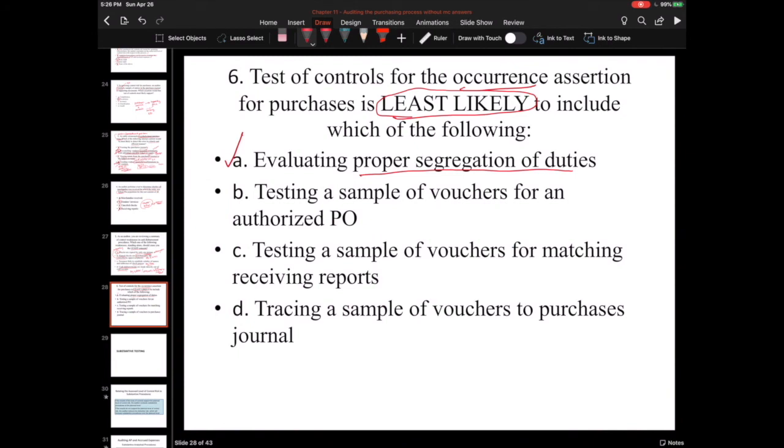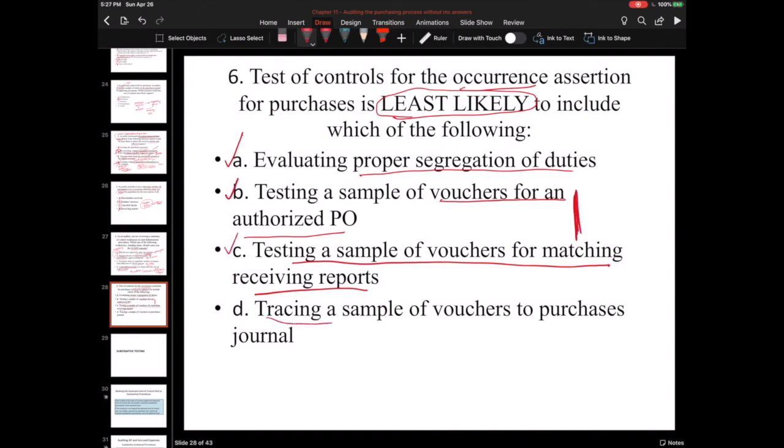Okay, and testing a sample of vouchers for an authorized PO, and testing a sample of vouchers for receiving reports. These both sound good because this is essentially vouching a voucher, right? The voucher is the basis for recording a purchase transaction, for saying it's okay to pay out a purchase, record the purchase. And so they are comparing that to supporting documentation, which would be the purchase order and the receiving report. So these are both almost vouching a voucher. So these sound like okay tests of occurrence.